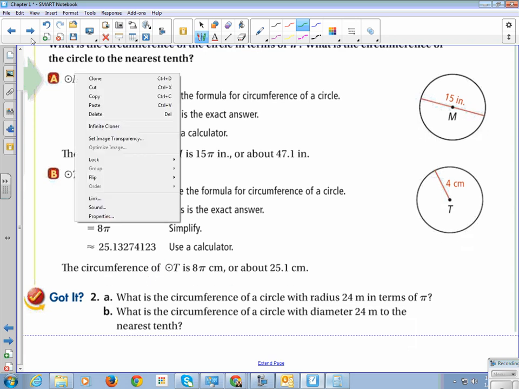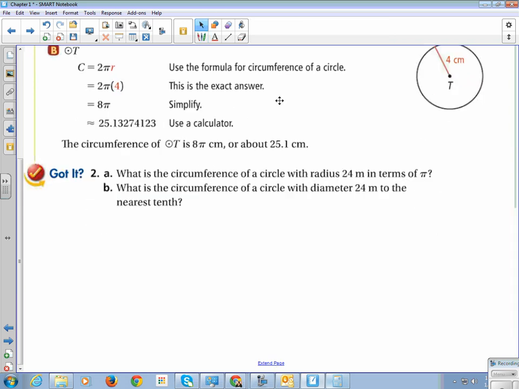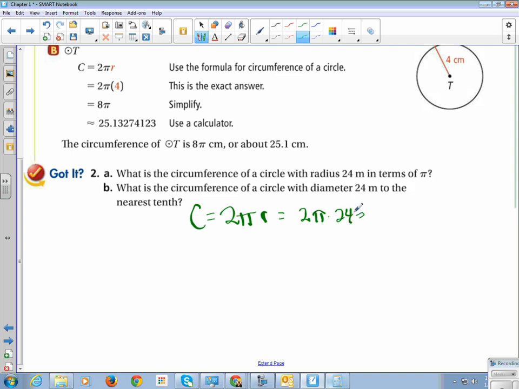All right, so let's do this problem together. What is the circumference of a circle with a radius of 24 meters in terms of pi? So we're leaving pi in the answer. The circumference with the radius is 2 pi r, and in our case, that would be 2 pi times 24. We're going to leave pi in our answer, so we're just going to combine the 2 and the 24 to get 48 pi.